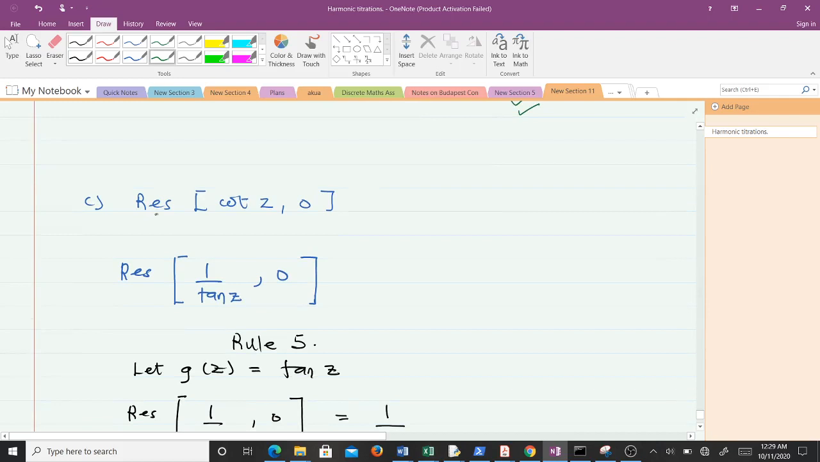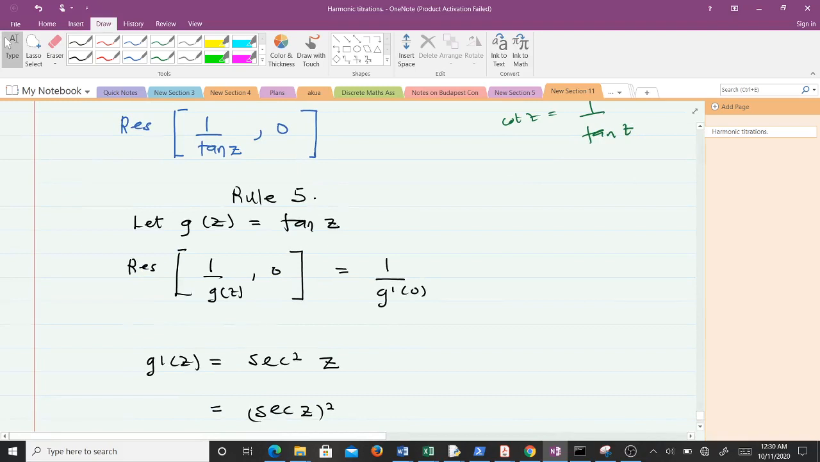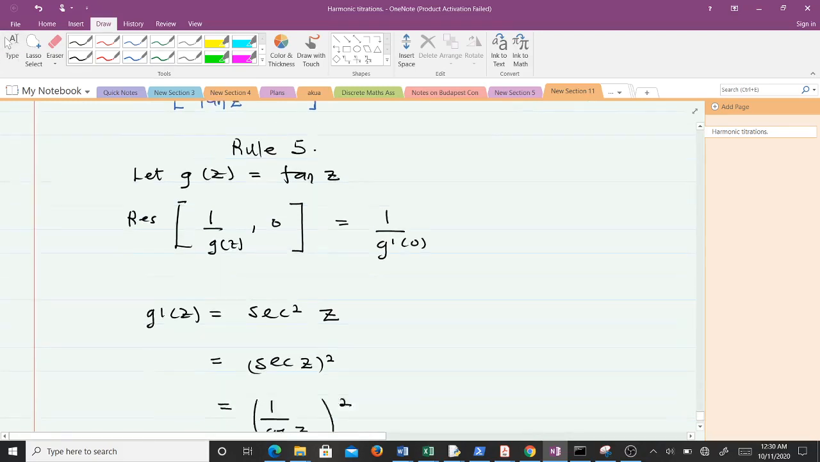Okay, so residue of cos z at 0. Okay, so yeah, this one you're going to apply a bit of trigonometry here. So we know that cos z is the same as 1 over tan z. So now, as soon as we put it in this form, then we can use, of course, the fifth rule, right? So we use rule 5, and you should know that with rule 5, it will be 1 over j prime of z0, which is 0.